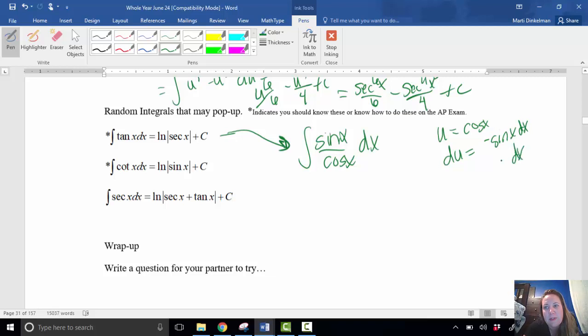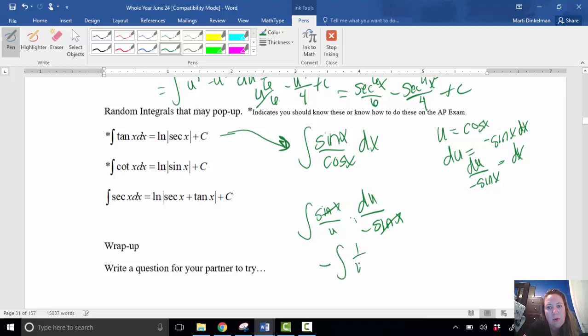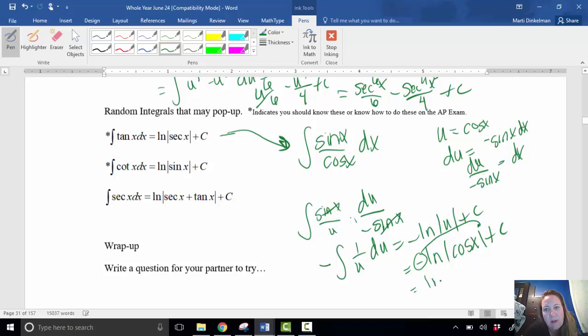So again, if we follow procedure here, we solve for dx, then I have the integral of sine over u, and then I have du over negative sine. I'm just going to rewrite that one more time. Negative on the outside, 1 over u du. So this is negative natural log of u plus c. Well, u was cosine. Well, that's not what this says up here. This says secant. Well, that's because remember that coefficients can pop up and become exponents. So this is the same as natural log of cosine x to the negative 1.